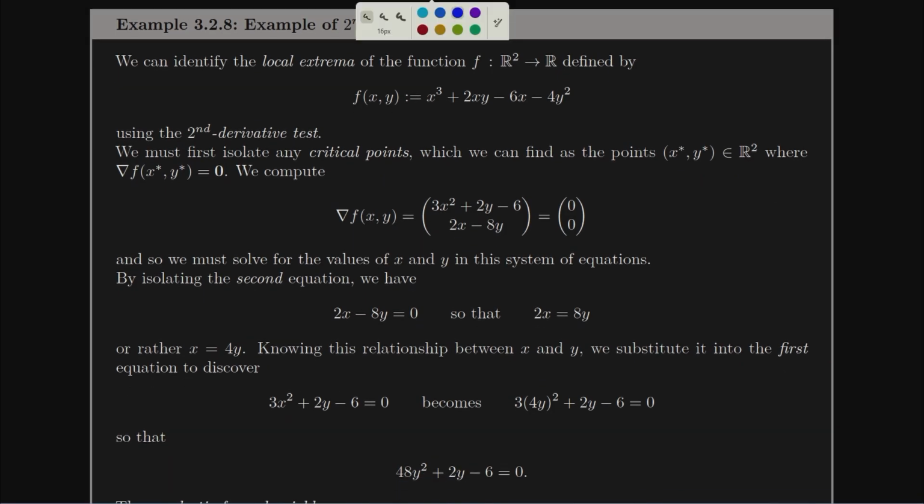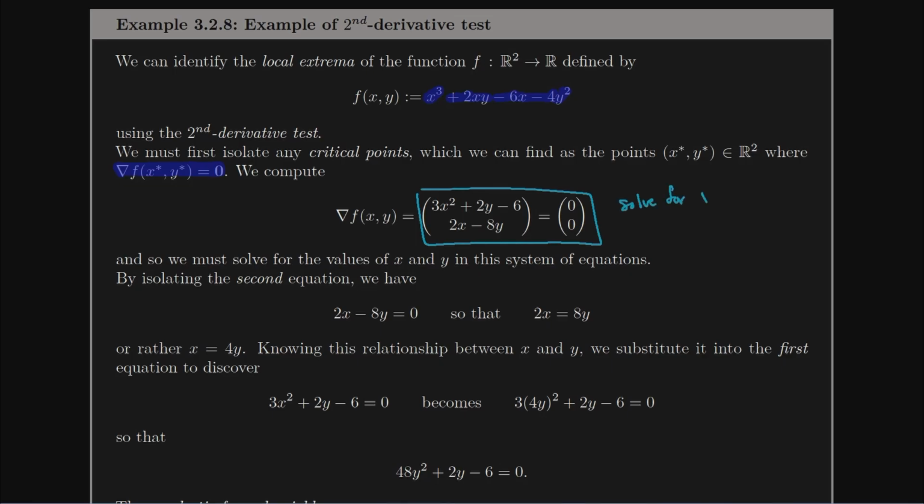What I've got here is a function that's defined by x cubed plus 2xy minus 6x plus 4y squared, and we can go ahead and compute where the gradient of this function is equal to 0. That ends up being the gradient equal to (0, 0), and we're going to solve for x and y. We solve for x and y using substitution. This bottom equation, 2x minus 8y is 0. It's telling me that 2x is 8y, or rather x is 4y. So I'm going to plug x being 4y in for that x. That's going to give me 3 times (4y) squared plus 2y minus 6 is 0.